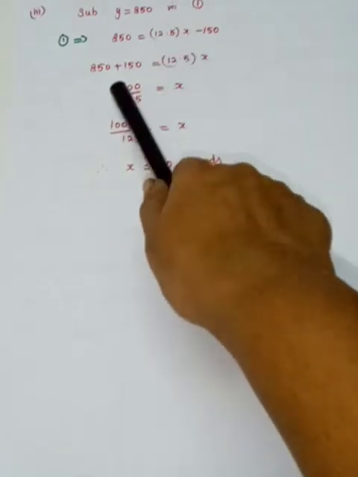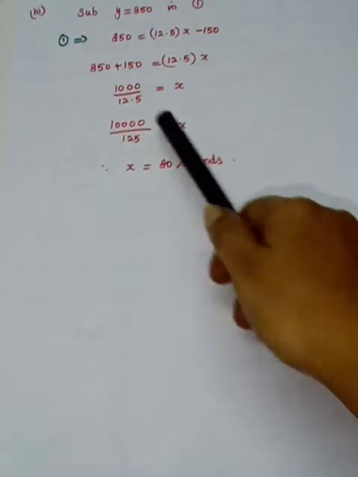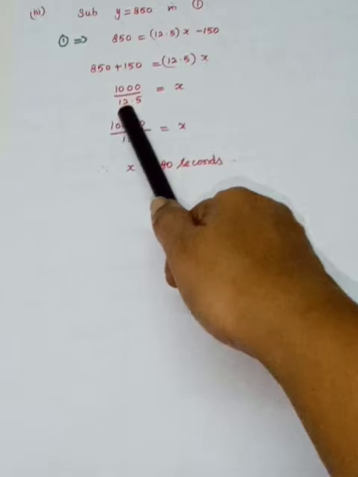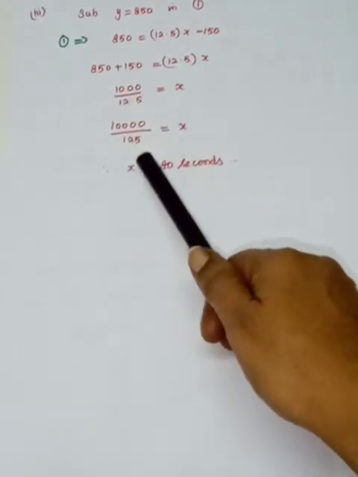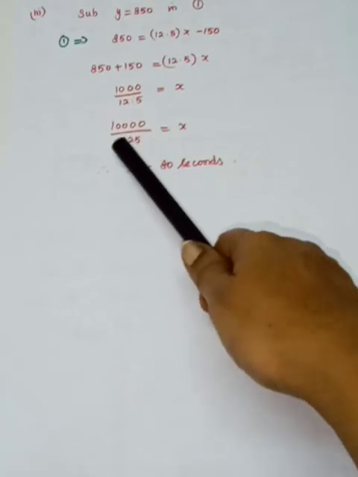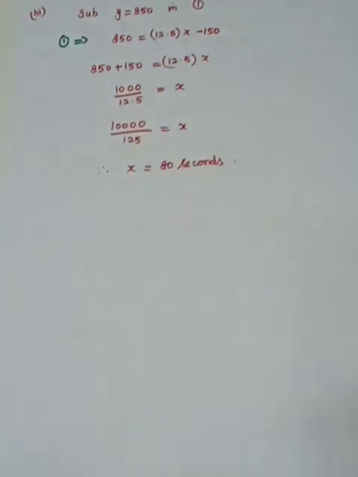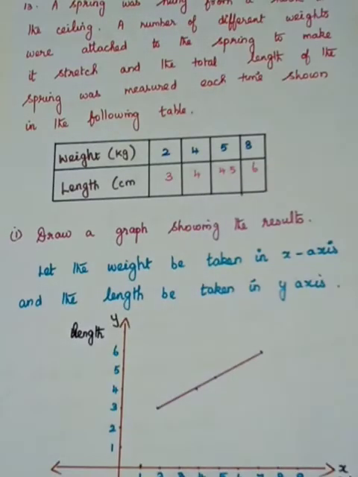Bring this minus 150 to the other side. It is plus 150. So 850 plus 150 is 1000. Bring this 12.5 to the denominator. If you remove the decimal place, you multiply and divide by 10. So 10,000 divided by 125 is 80 seconds. So in 80 seconds it crosses the bridge of length 850 meter. Okay, so we'll go to the next question.